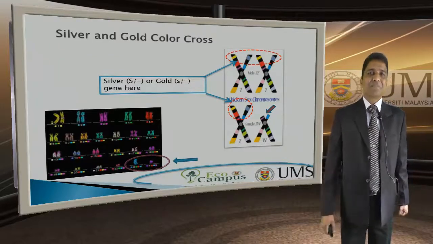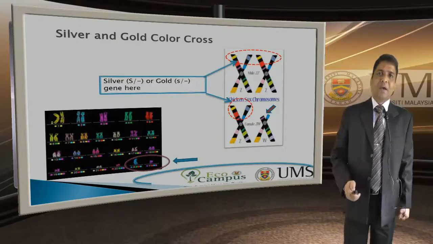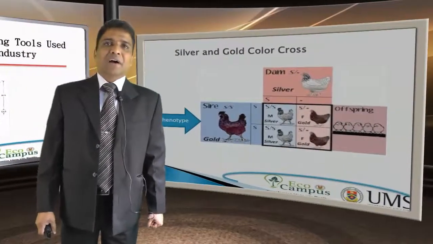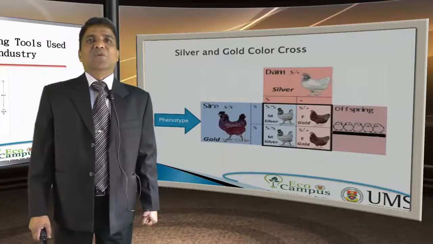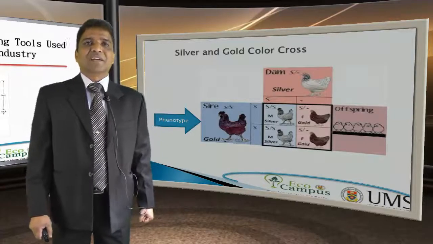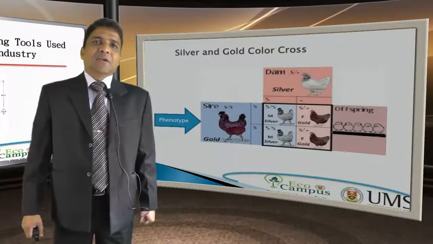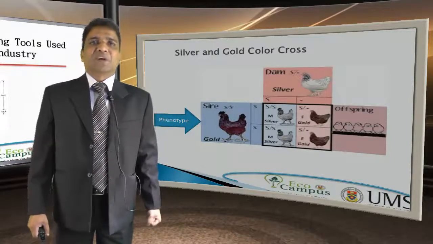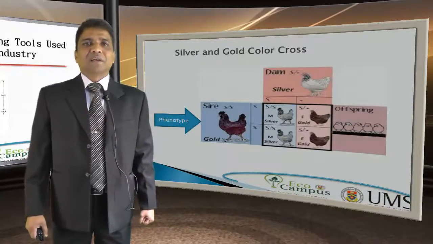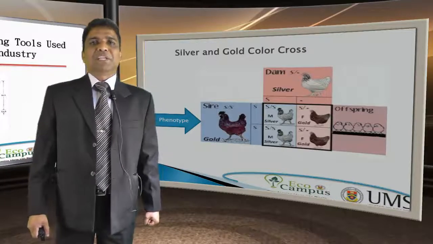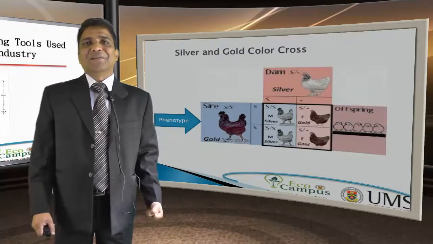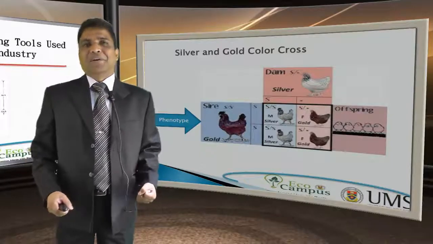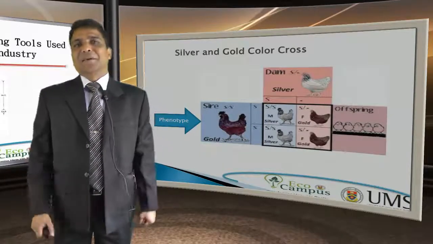That's why when this silver male, having the capital S dominant for producing the silver color, as we can see in the slide, is crossed with the gold female that carries the genotype small s, they produce 50% female and 50% male. Half silver color and half red color.